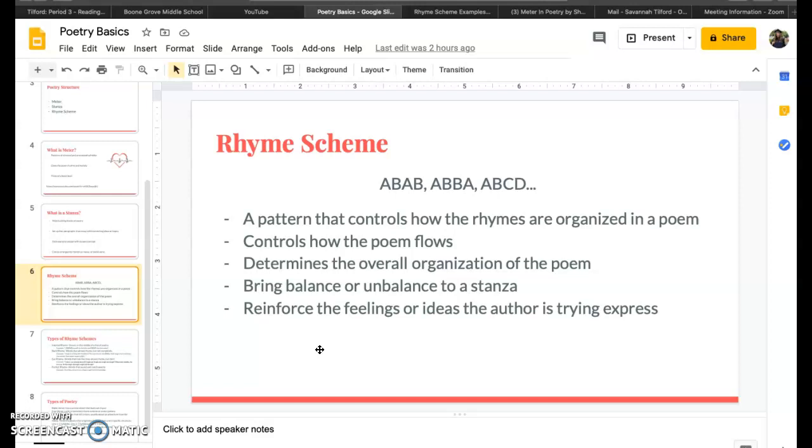They can bring balance or unbalance to a stanza, and they reinforce feelings or ideas the author is trying to express, right? So it's just another literary tool that helps the author get their point across in a new way.